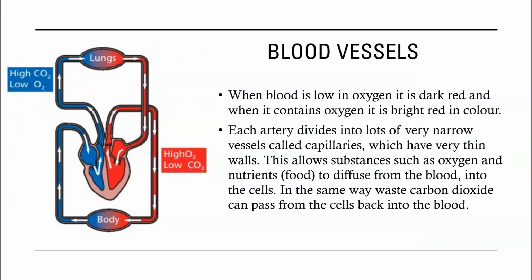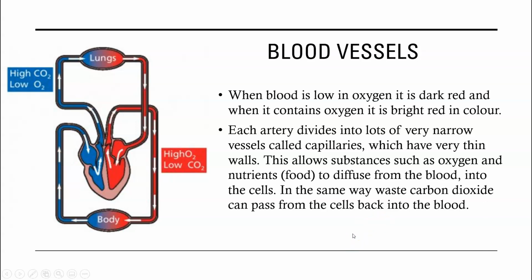Blood vessels. When blood is low in oxygen, it is dark red, and when it contains oxygen, it is bright red in colour. So it's dark red when it's low in oxygen and bright red when there's oxygen.